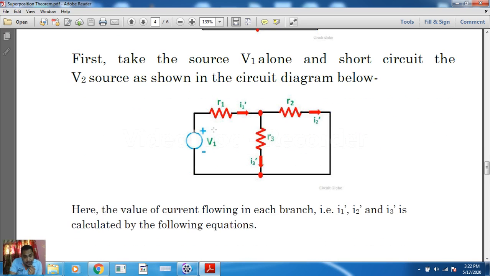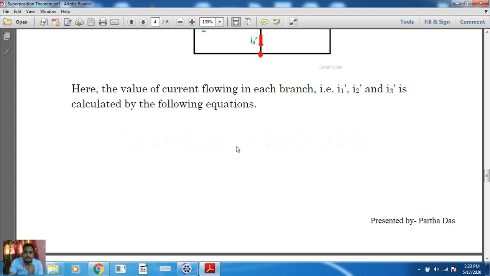Now, when we are considering a single source, at that time we know in which direction the current is going to flow, because it depends upon higher potential to lower potential, correct? As it is mentioned over there, this is the higher potential, this is the lower potential. So very simply we can say that the current will flow in the direction mentioned over there.